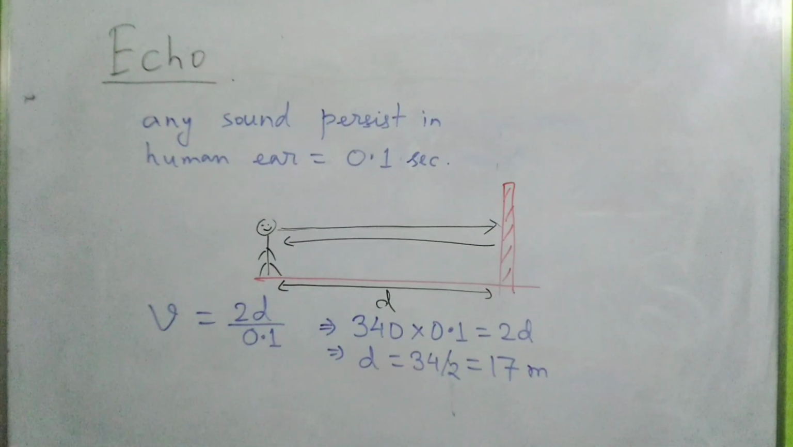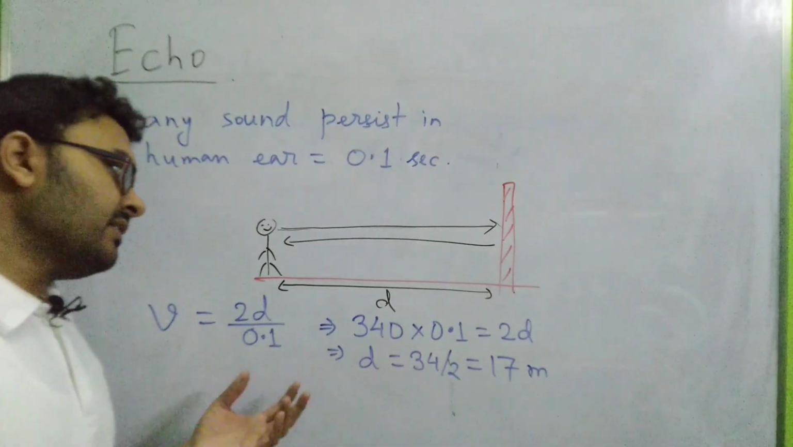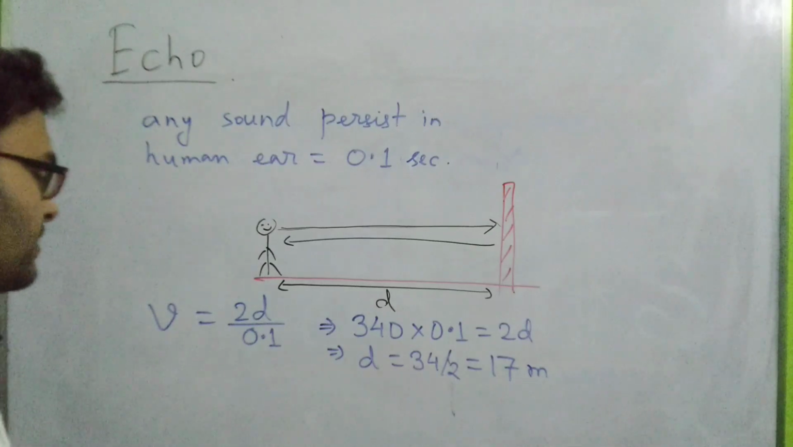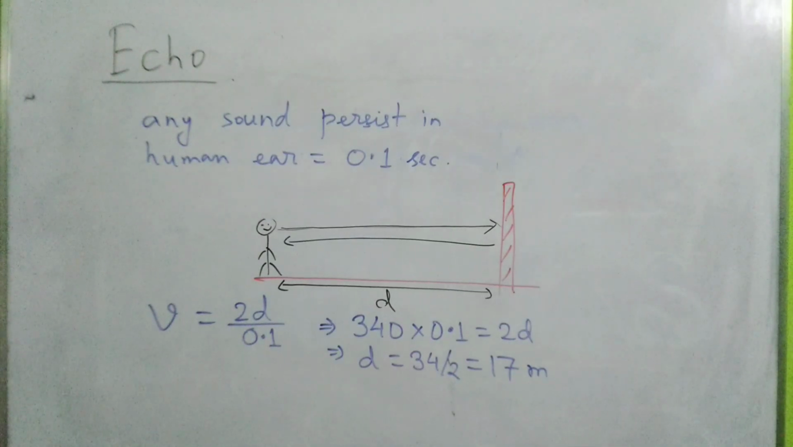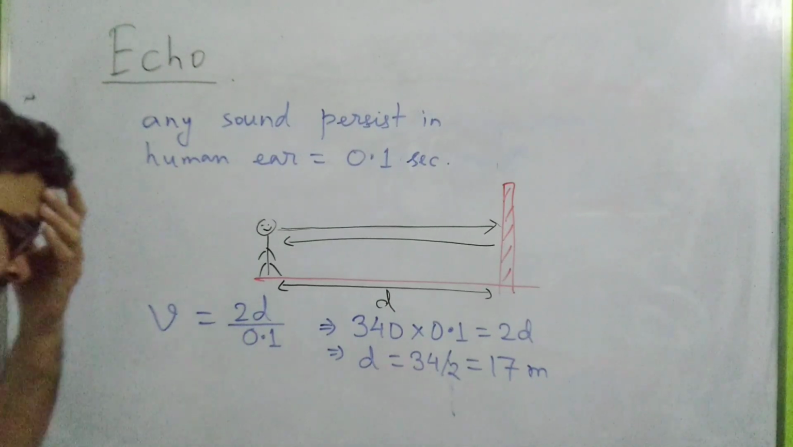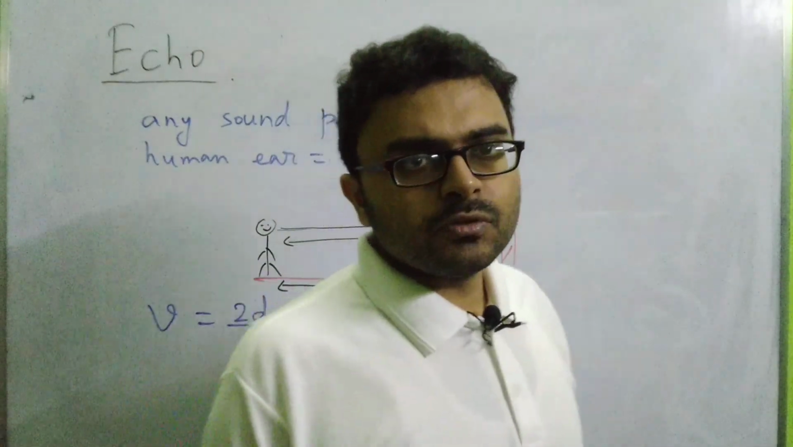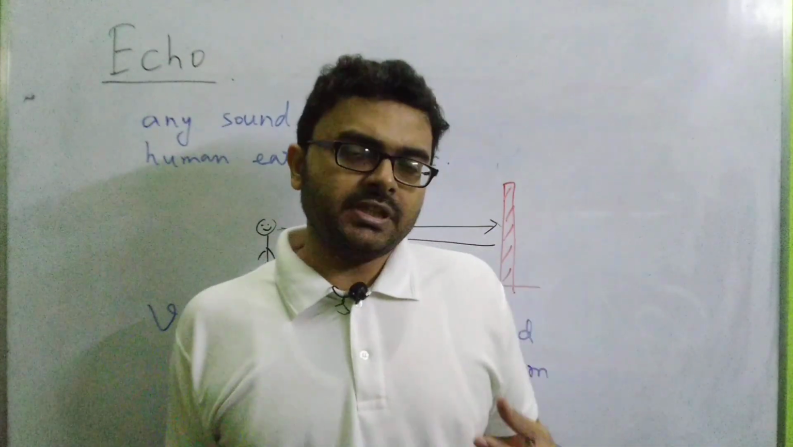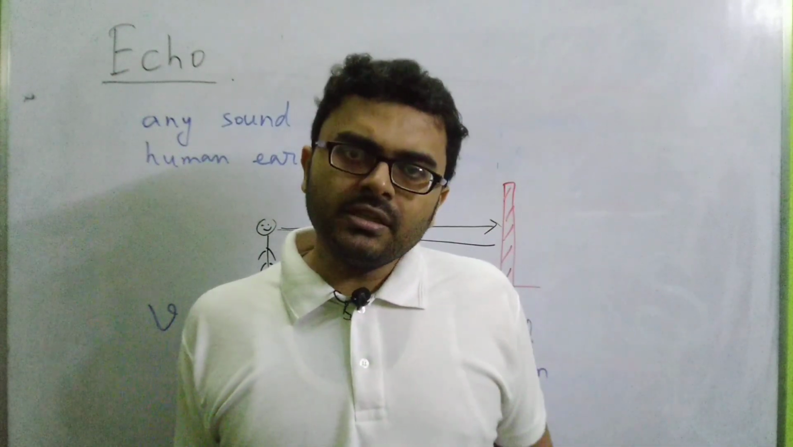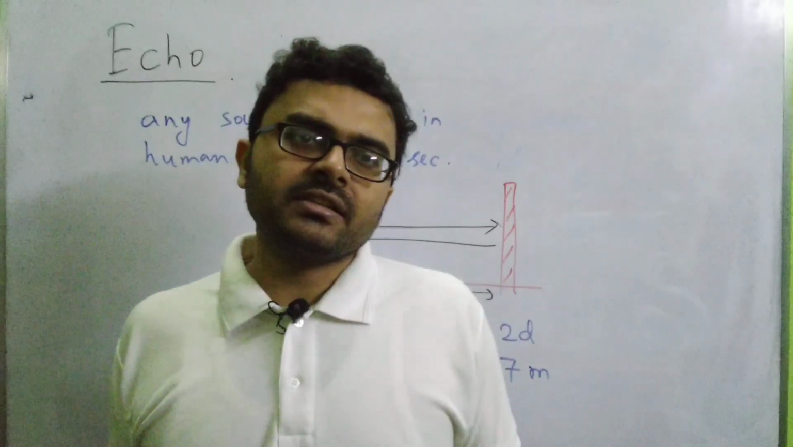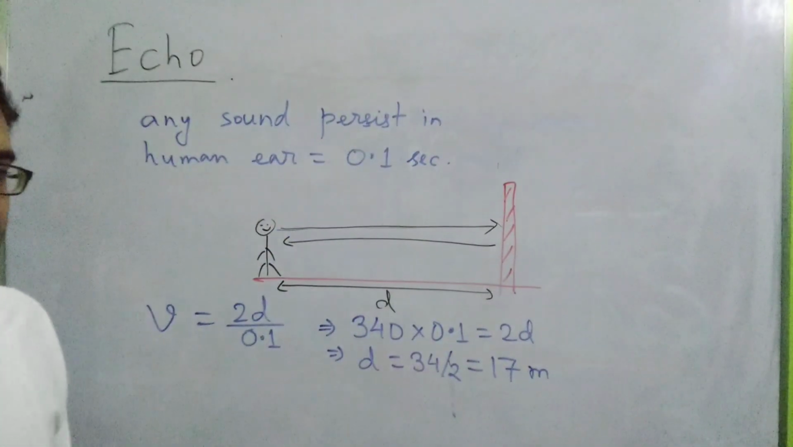This is the least distance. It can be approximated to 16 meters also, not less than that. So approximately 16 or 17 meters distance is required between the producer of the sound and the reflecting surface. Only then echo can be heard. So if a room is large enough that the walls of the room are 17 meters away from the speaker, then there is a chance that echo can be heard by the audience.